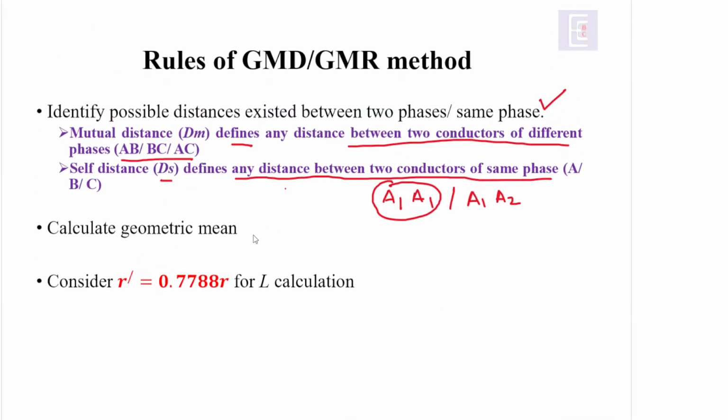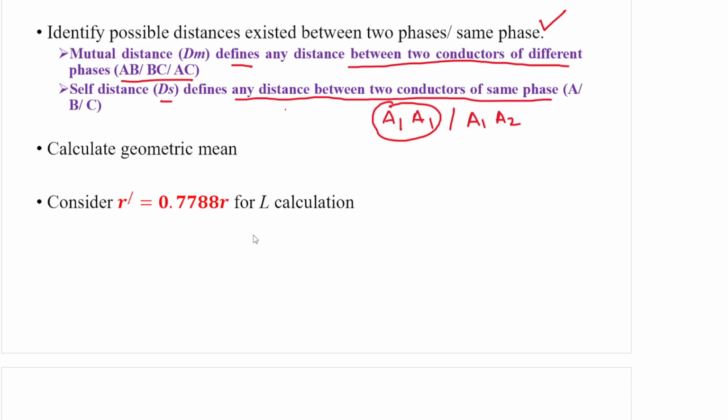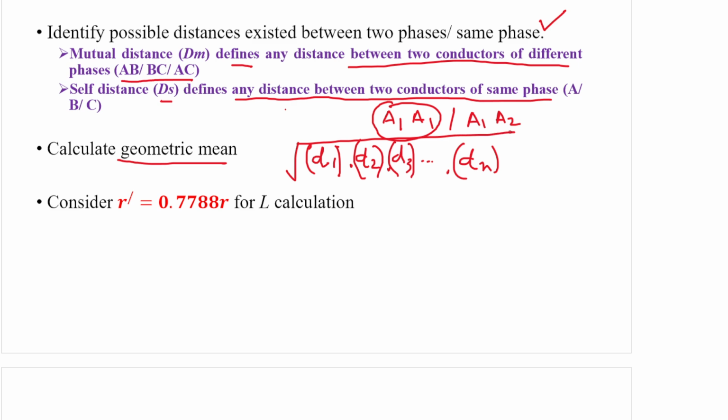Now, once you have identified all the possible distances, you should calculate the geometric mean. What is geometric mean? Suppose you have n number of distances, D1, D2, D3, up to Dn. You need to take the product of all n terms, then take the nth root of that product. This is the general formula.